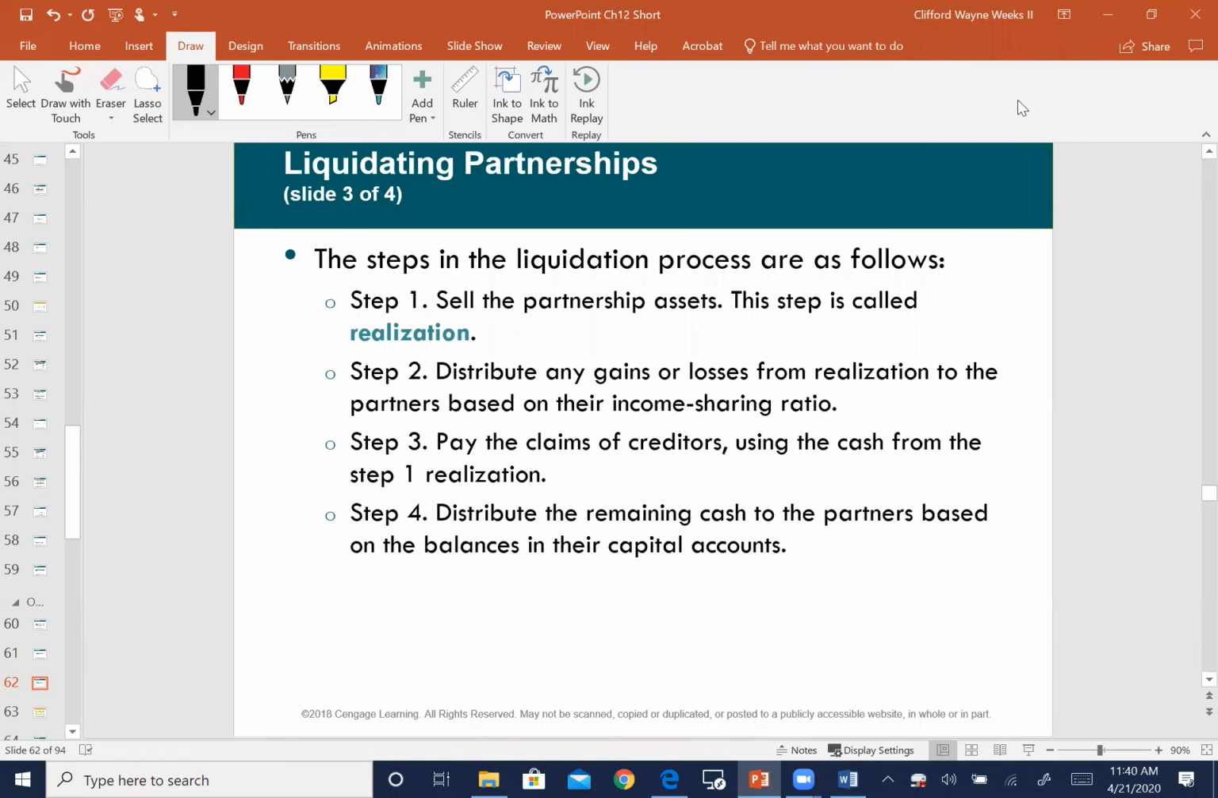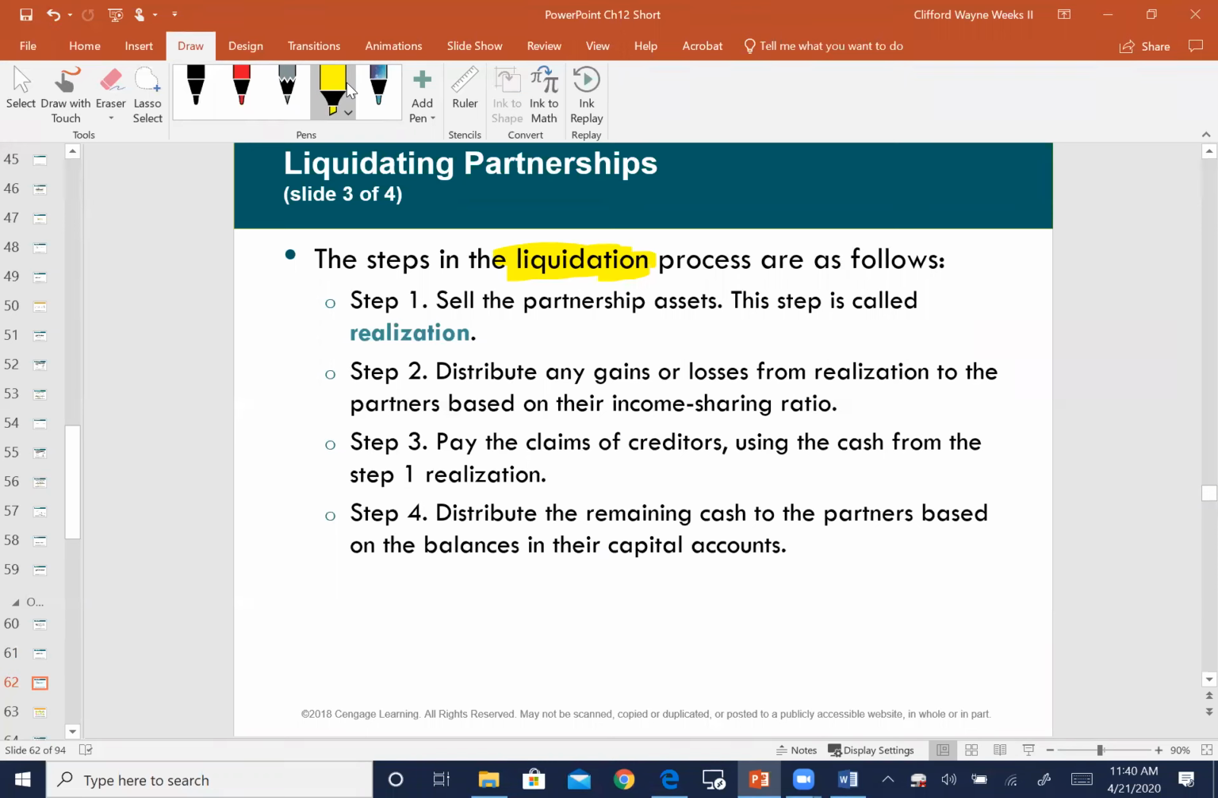So there's a 4-step process to the liquidation. Again, I want to point out, because some of the questions on the final exam are really trying to determine, do you know the difference between a liquidation and a dissolving of a partnership? So this is a liquidation.